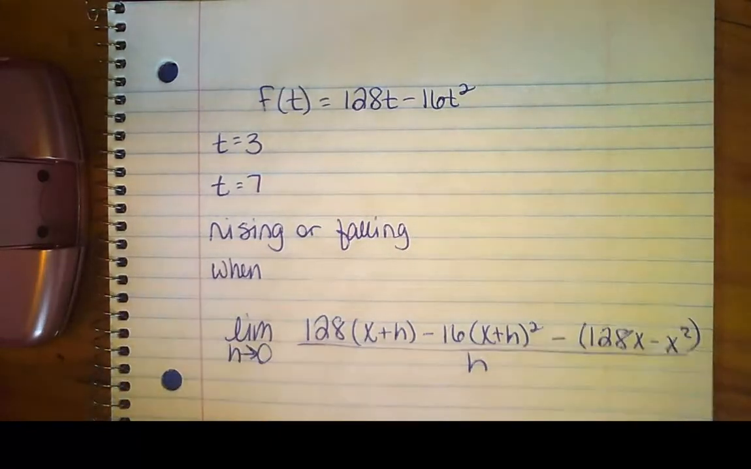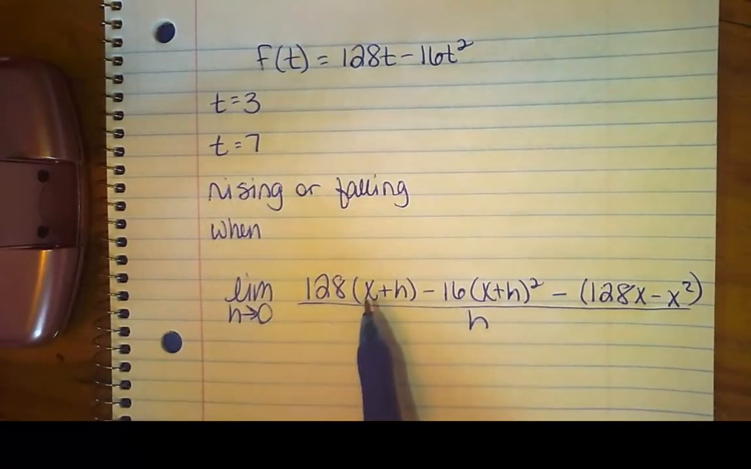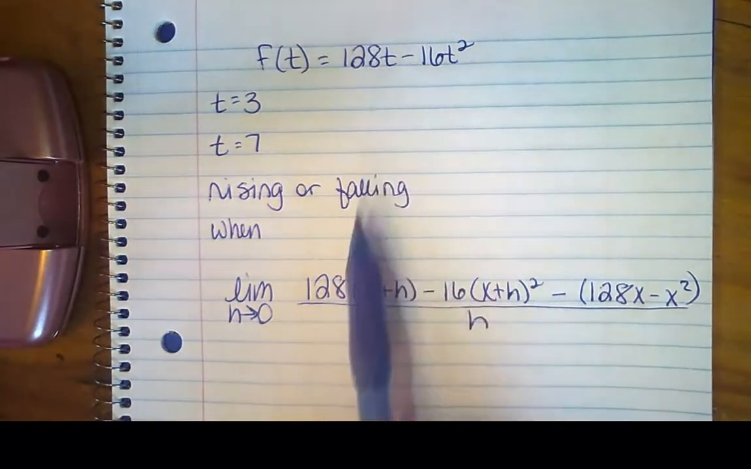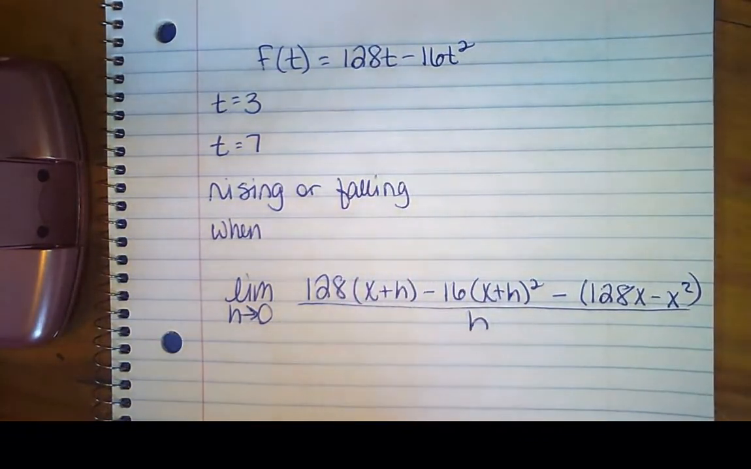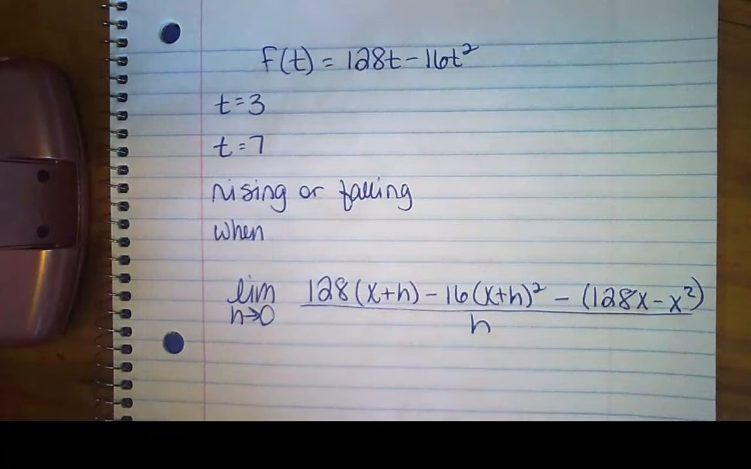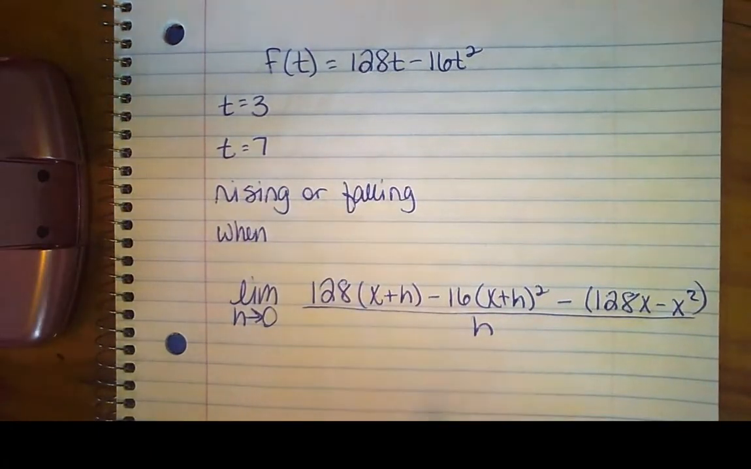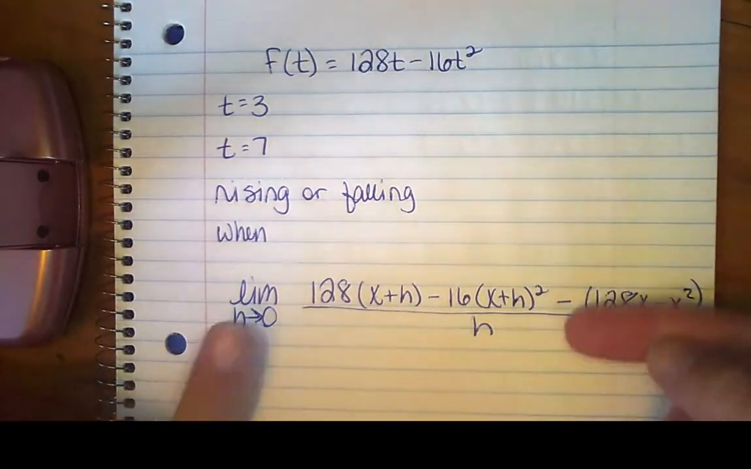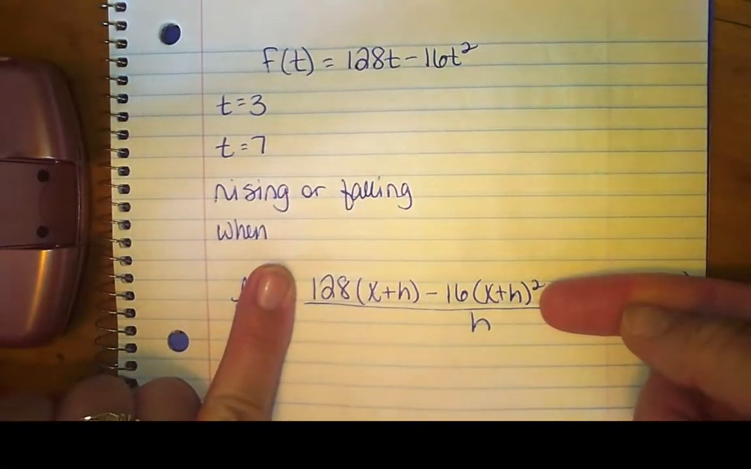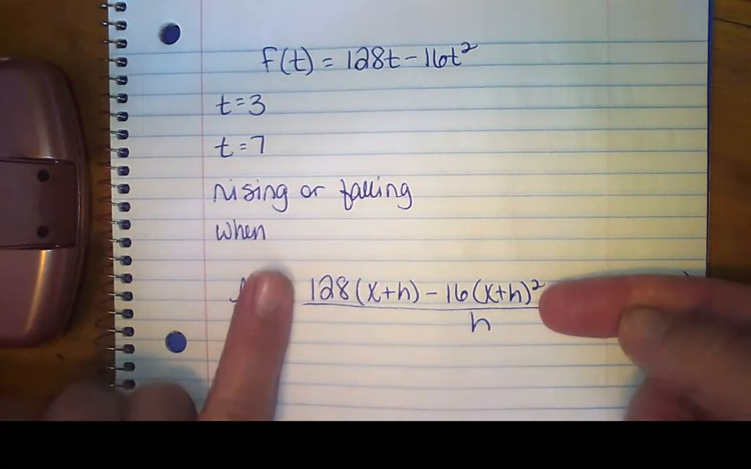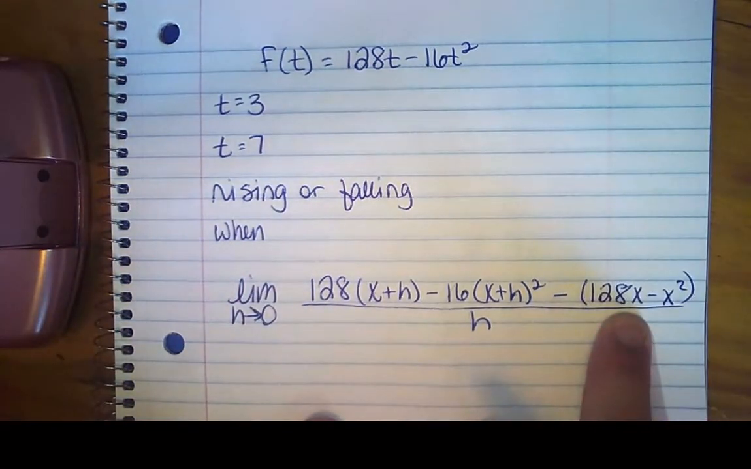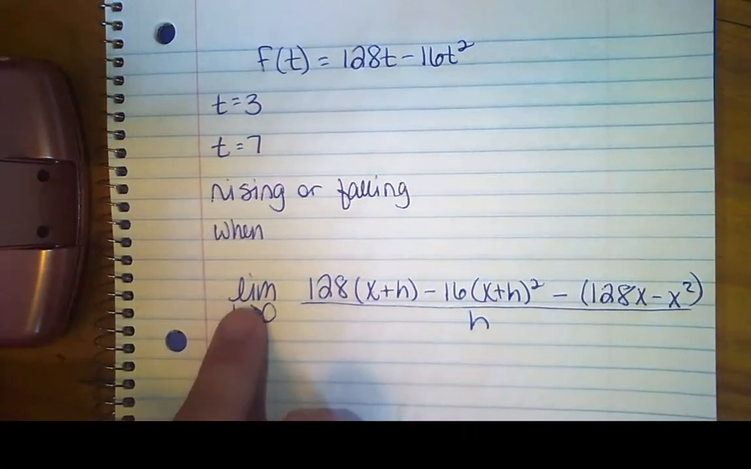So all I did was fill in the difference quotient, and I changed my t's to x's. You can leave them as t's. I just did it that way because I can. Okay, so what I have now is, here's f of x plus h. So wherever there was a t or an x, I put an x plus h, minus your original function, all over h. And I'm taking the limit as h goes to 0.